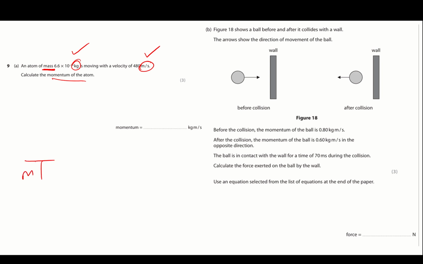So, magic triangle, P equals m times v. So multiply those two together and we get 3.168 times 10 to the minus 23. So that's quite nice. Okay, next one.